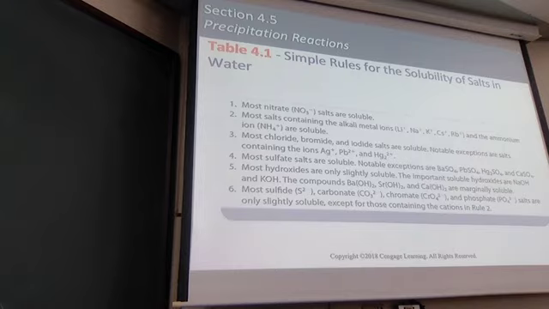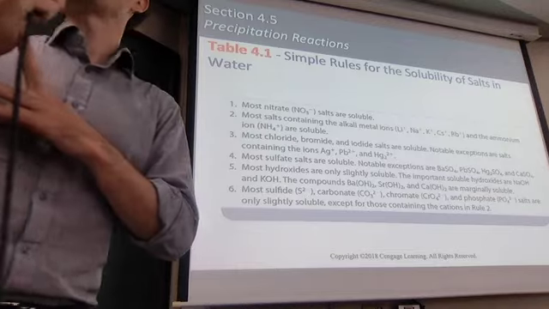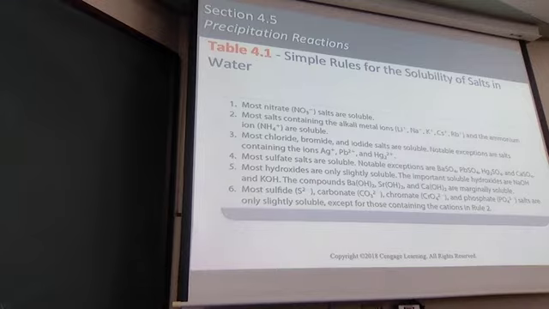Sulfate salts are usually soluble. But again, there are exceptions, right? So now you realize why I don't like these rules. I mean, there are just too many exceptions. This is not something we can generally say. But I think the first two rules are quite important. Then most hydroxides are slightly soluble. Important soluble hydroxides are sodium hydroxide and potassium hydroxide. But the compounds barium, strontium, and calcium hydroxide are marginally soluble. Right? And most sulfate, carbonate, chromate, phosphate are only slightly soluble, except for those containing cations in rule 2.